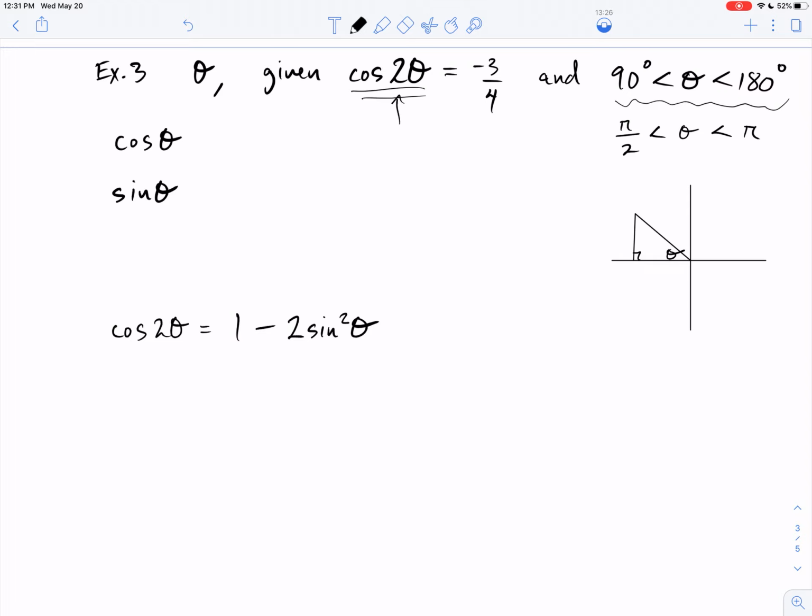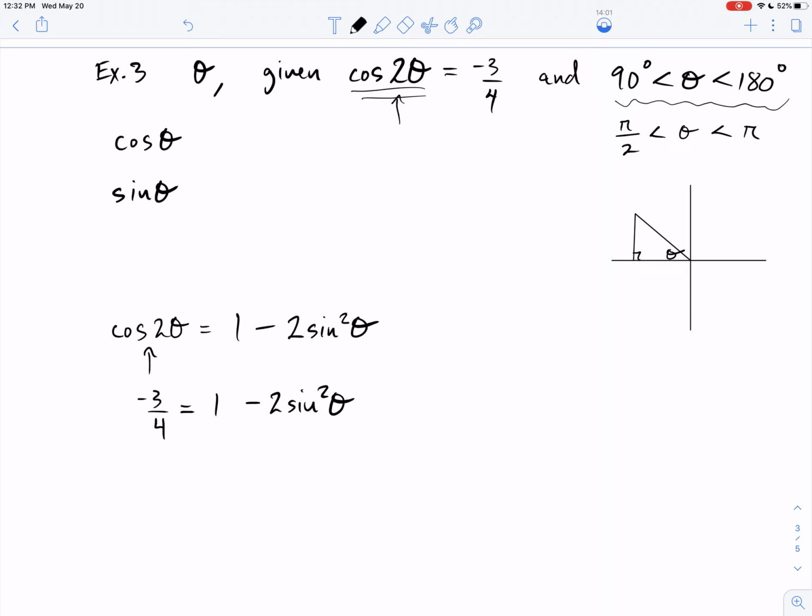But here's where I substitute. I say, oh, well, they told me this. This is what they told me. I have -3/4 equals 1 minus 2 sine squared theta. That's what I have. This is in your future, these are called trigonometric equations. We finish off the whole school year by knowing how to solve all these different kinds of trig equations, but that's computational stuff, so let's just work it. It's not that bad.